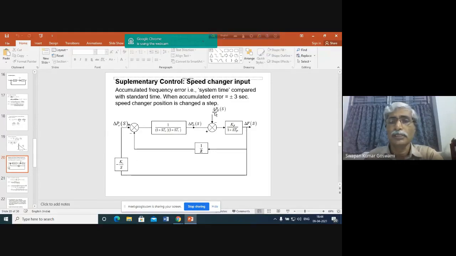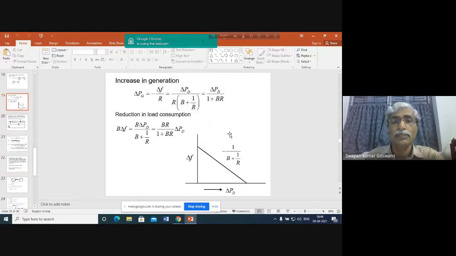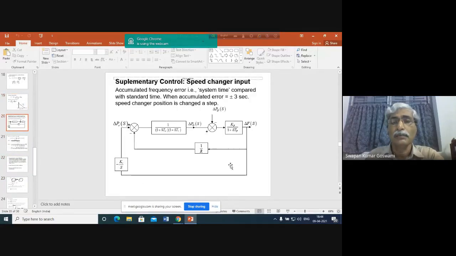You can assume a change in demand, okay, and change in del Fs, change in the frequency. You can calculate and you can find out the steady state value of this change in frequency using the final value theorem. You will see that that steady state error is zero actually. Okay, that steady state error is zero. So what does it mean? We shall explain how this error is becoming zero. What does it imply? How we can explain this?